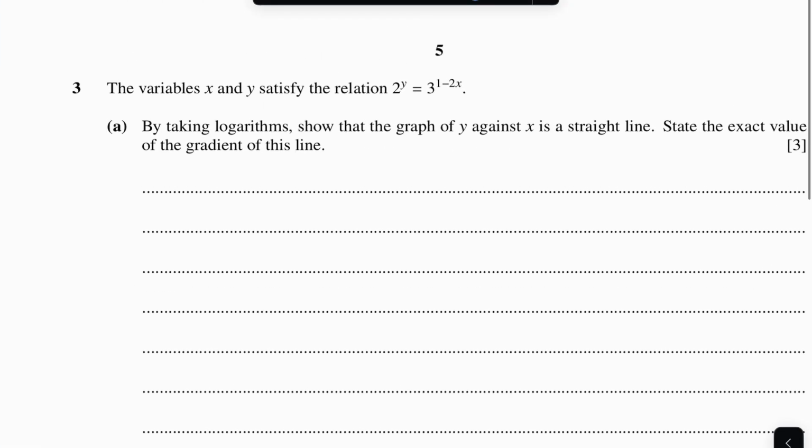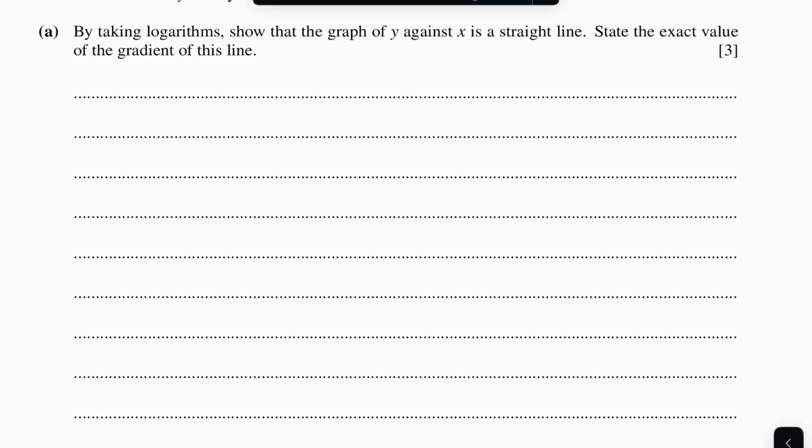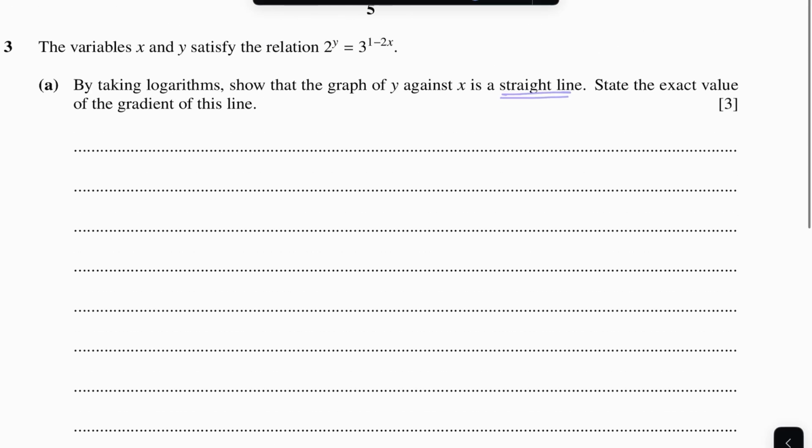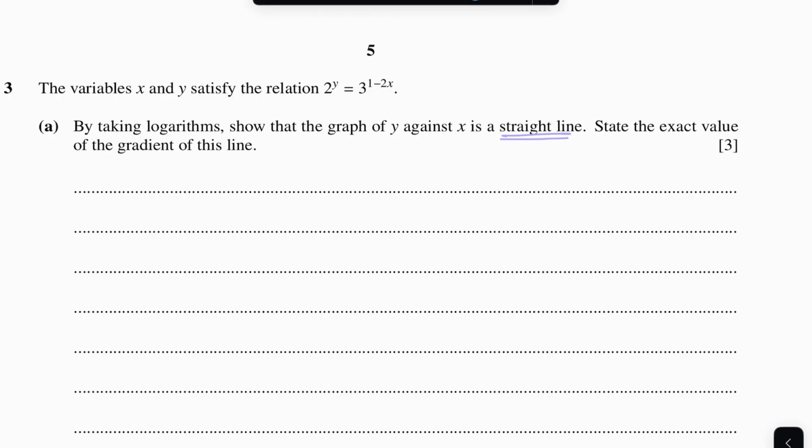Moving on to question 3, we're asked that the variables x and y satisfy the relation 2 to the power y equals 3 to the power 1 minus 2x. By taking logarithms, show that the graph of y against x is a straight line. State the exact value of the gradient of this line.